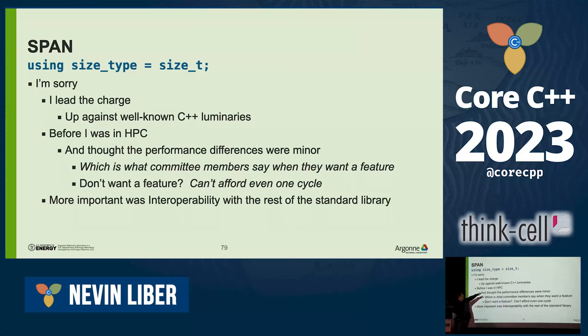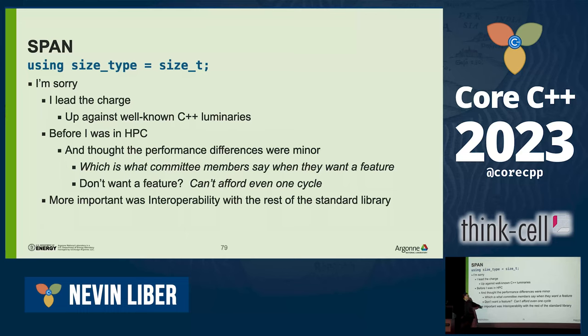And this is all before I was in HPC, right? So I thought the performance differences were minor, which is what every committee member says. If I want a feature, sure, it's in the noise, don't worry about it. If you don't want a feature, you go, I can't even afford one cycle. You can't do a check against null in string view because that will cost you one cycle the few times it doesn't actually get optimized away.